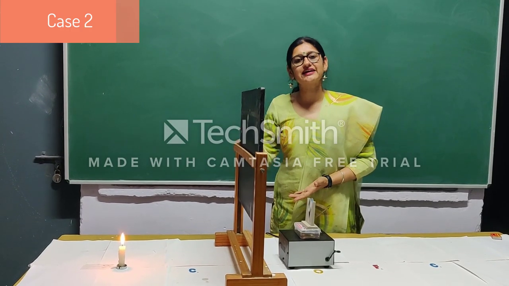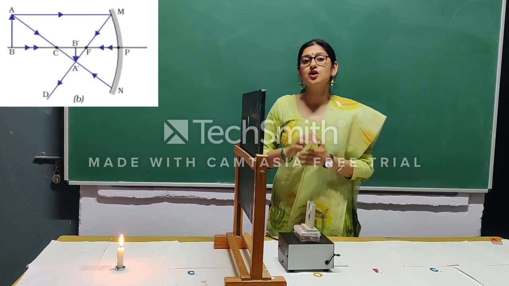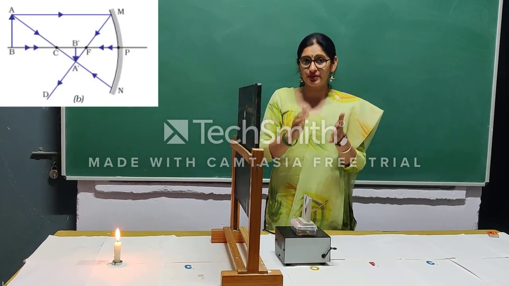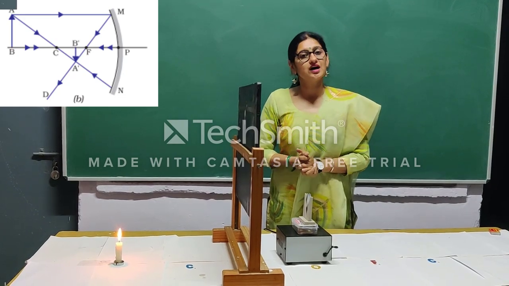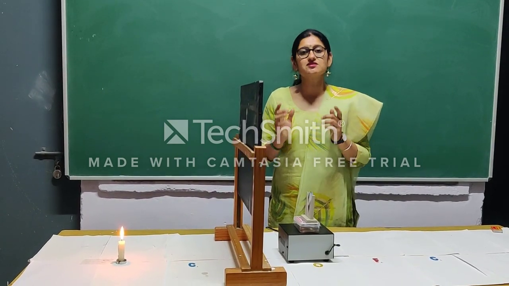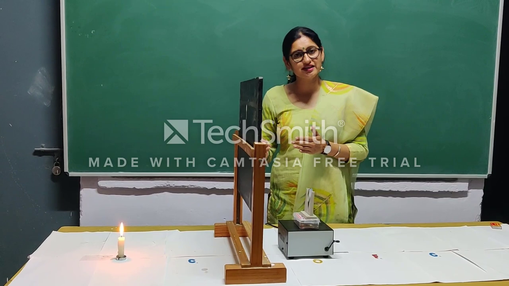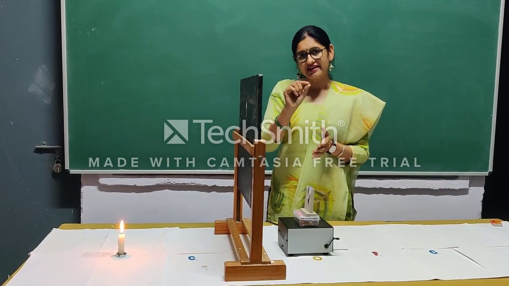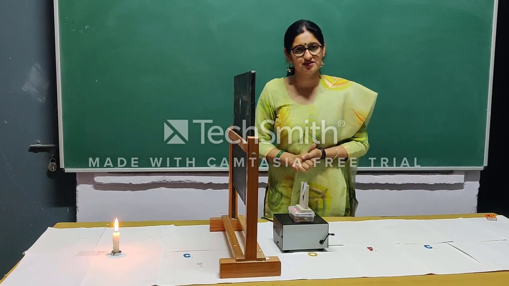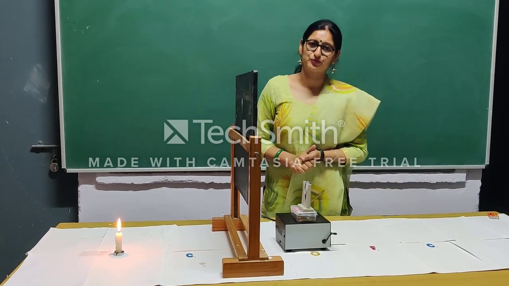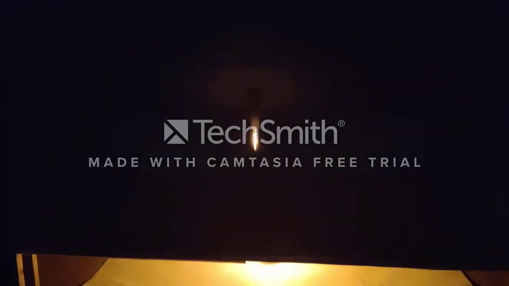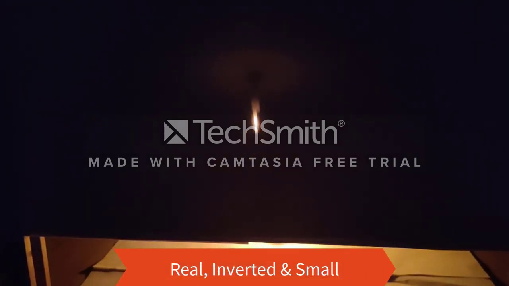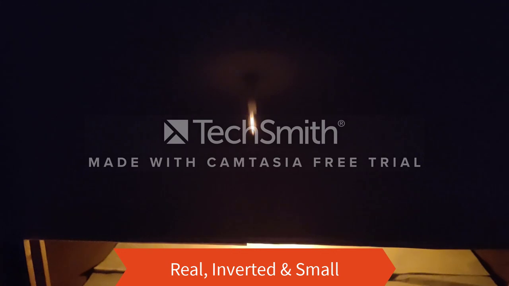Yes students, in the second case, when your object is beyond C, then your image is formed between F and C. Again, the image is real, inverted and small in size, but slightly greater than the previous case. So let us see in the dark room. As you see, in the dark room, the image is inverted, real and small in size.